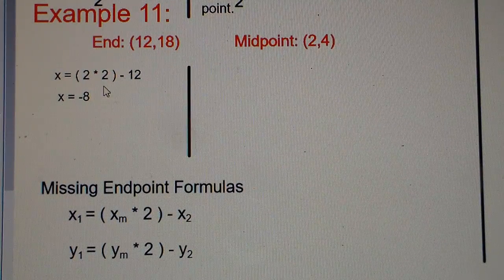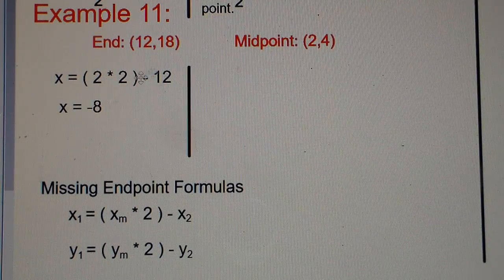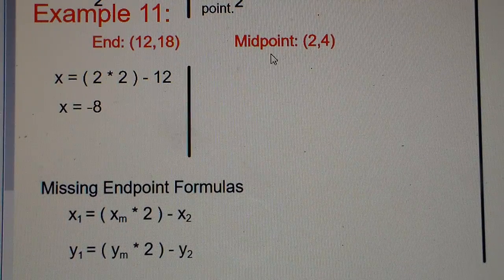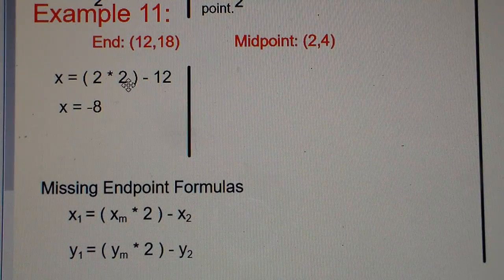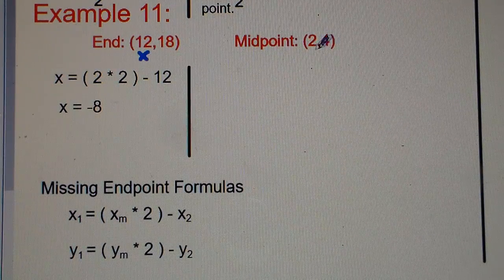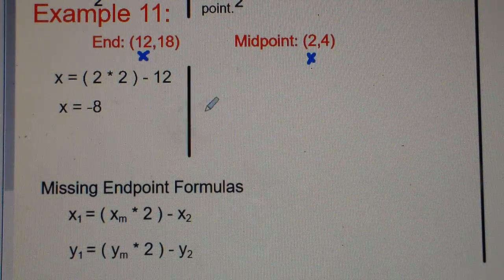So, here's my work. We know the x midpoint is 2. So 2 times 2 is 4, and then 4 minus the other x endpoint, 12. So 4 minus 12 is negative 8.